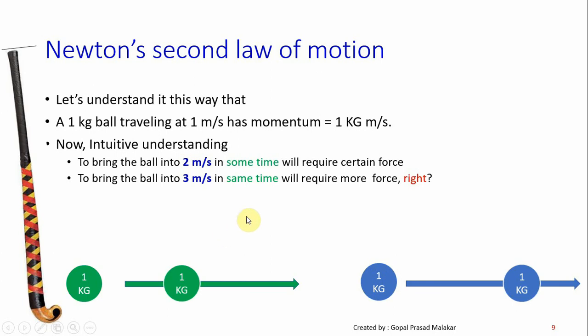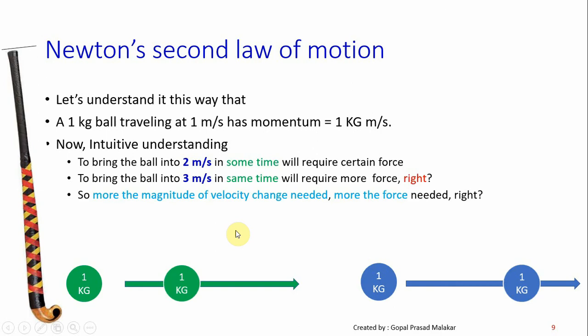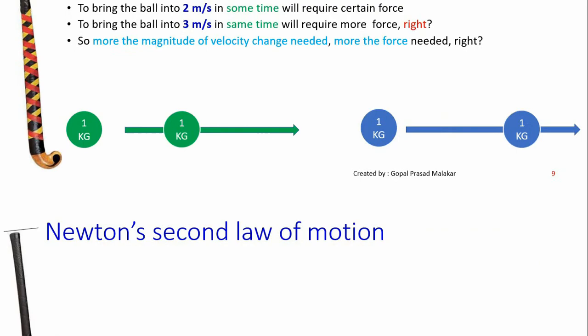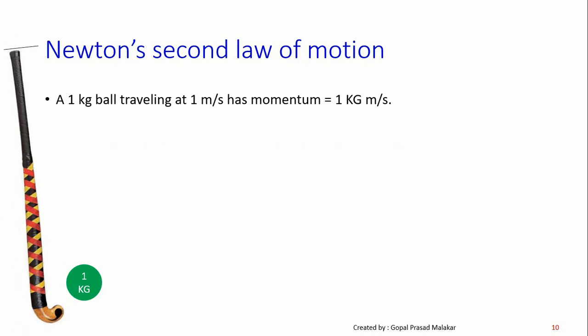More the velocity required, or more the change in the velocity. 1 meter per second was the velocity, you brought it to 2, then you increased by 1. When you brought it to 3, you increased by 2 units. So more the change in the velocity required, more the force needed. It's so clear.